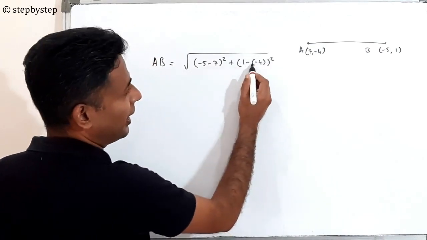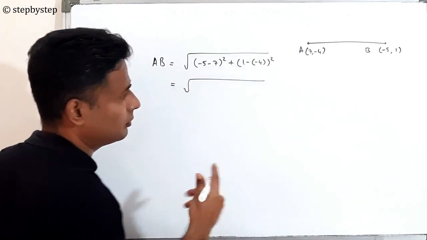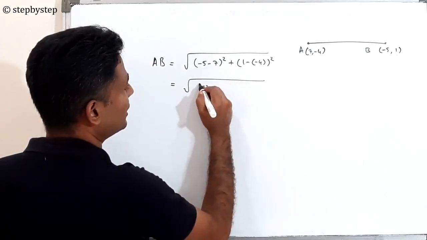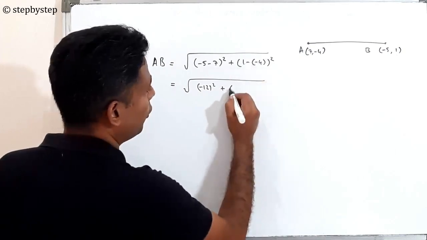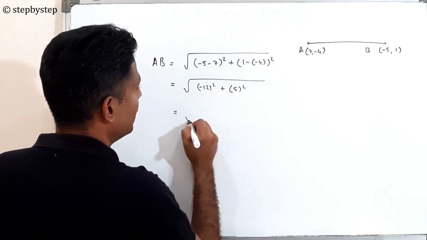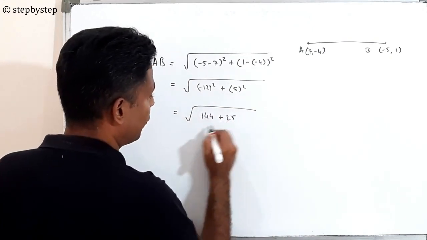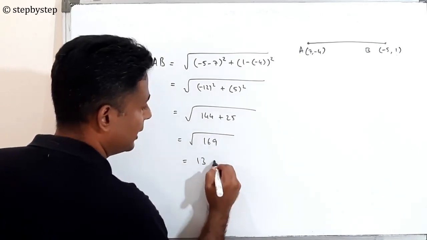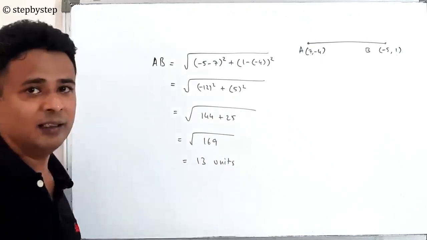Be careful here: 1 minus of minus 4. Generally these are the places where students make mistakes when they are in a hurry. So this becomes minus 12 square plus minus into minus plus, 1 plus 4, 5 square. So you'll get minus 12 square is plus 144, plus 25. So root of 169. So the answer is 13 units. So the distance between these 2 points is 13 units.